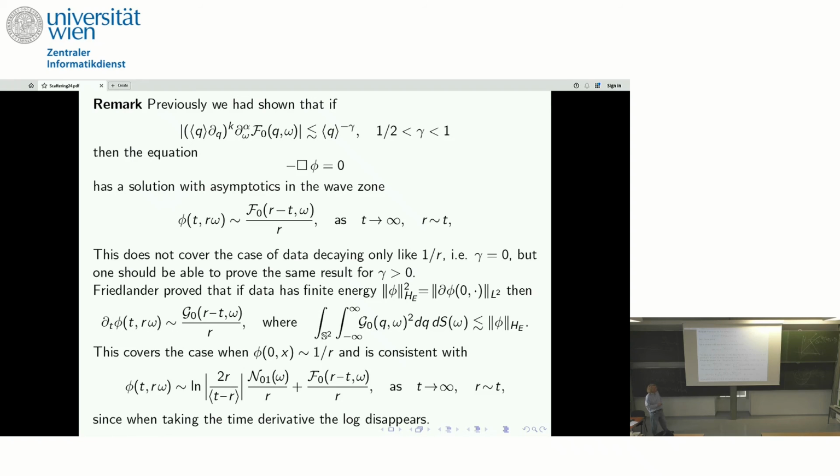And it's consistent with what we do, because if you take the time derivative, you get rid of this log term. Right? Well, it becomes 1 over t minus r, so it decays more. So it doesn't show up to the same extent as the leading order terms.